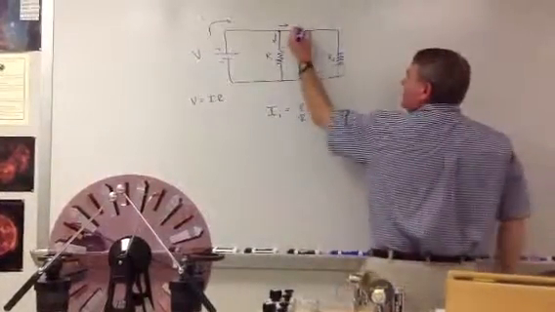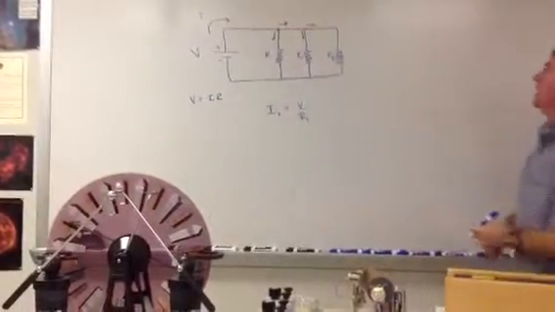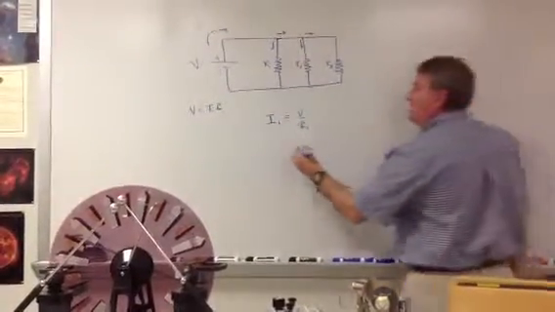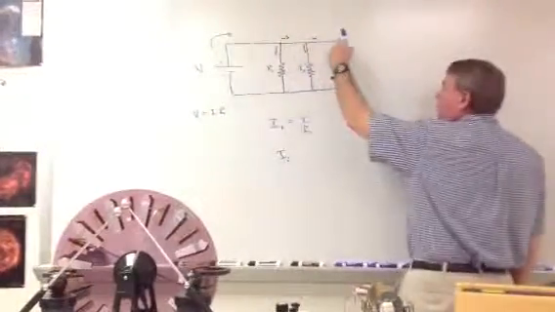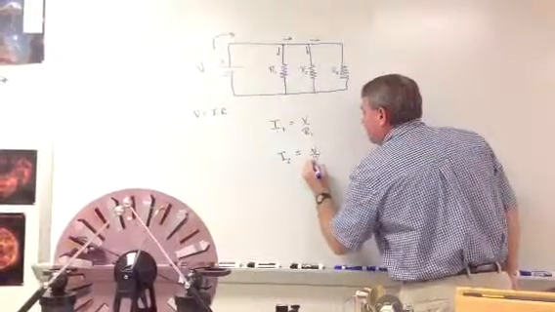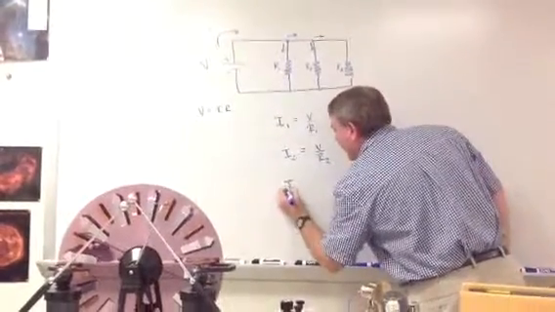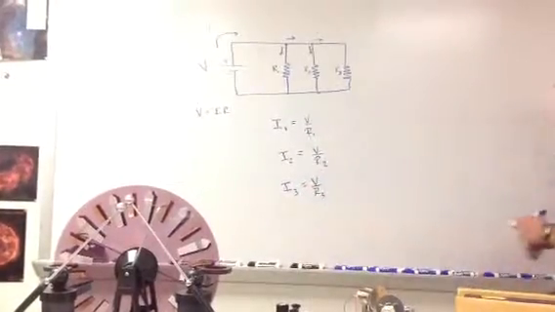Again, when it gets to this point, it's going to split. Some current's going to go that way, some's going to go that way. Now, when that current splits, then you have I2 flowing here, and I3 will flow this way. So I2 is going to be equal to V over R2, and I3 will be equal to V over R3.